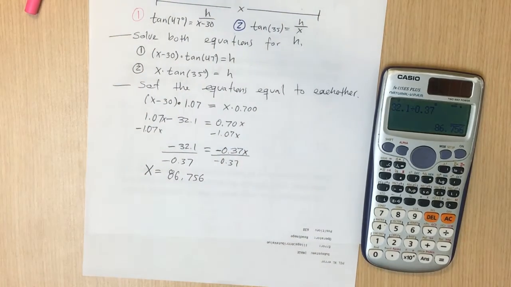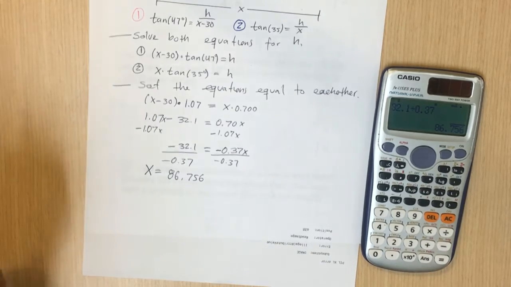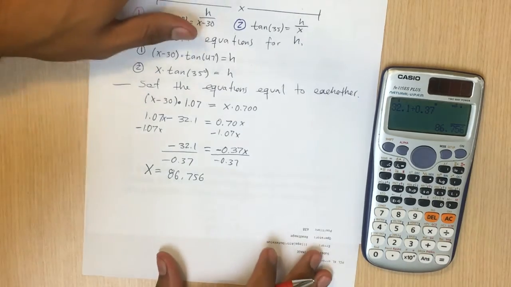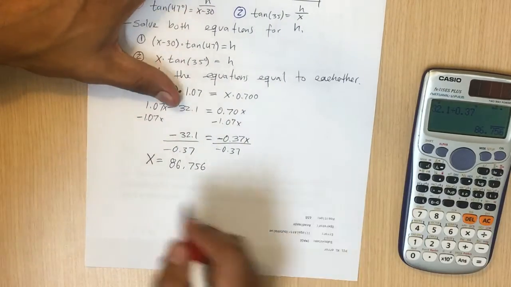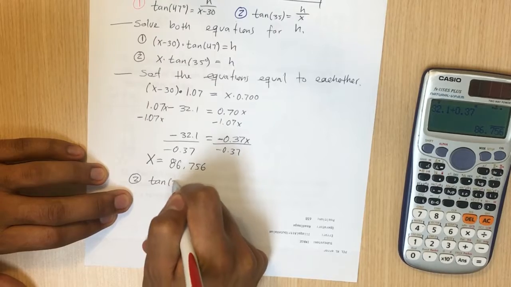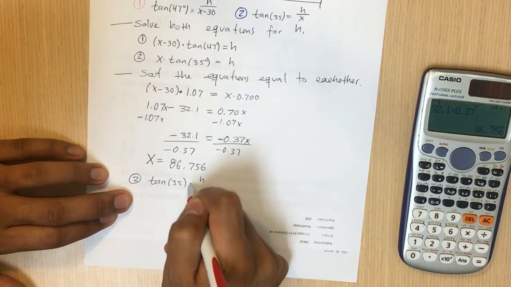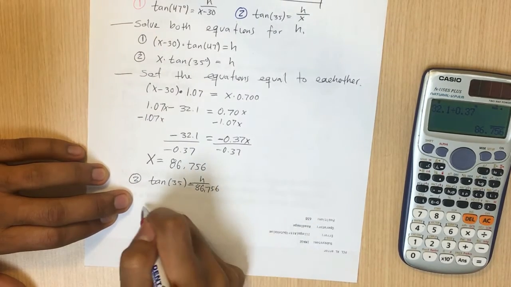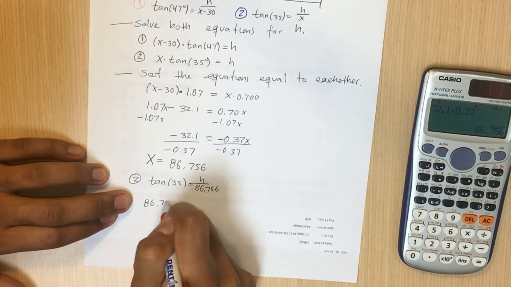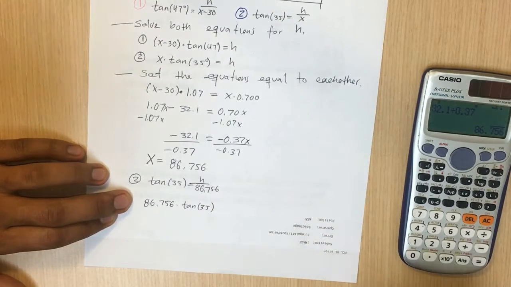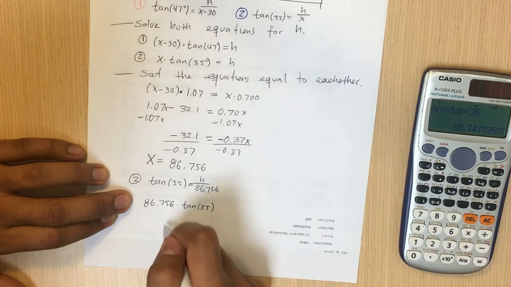86.756, okay? But that's not our solution yet, because we're not looking for how far away we were from the tree. We were looking to see how high the tree is. So we can go back to our equation number 2, where we can plug in this value and figure out the height, right? And this becomes 86.756 times tangent of 35, okay?